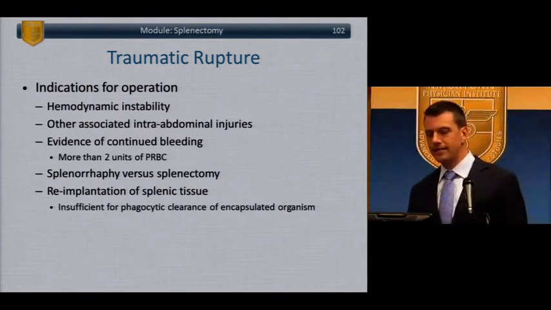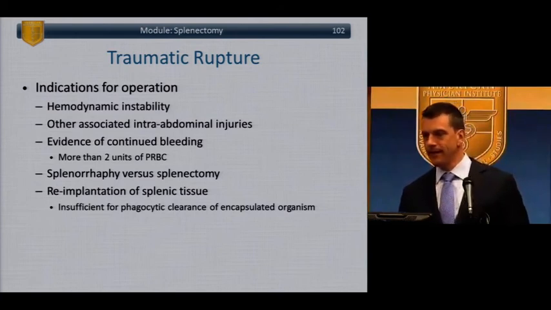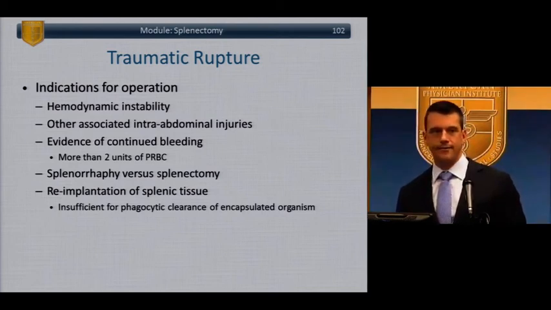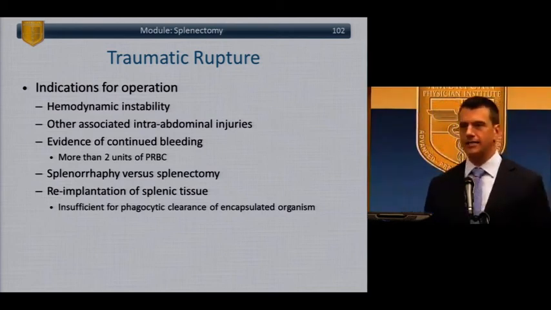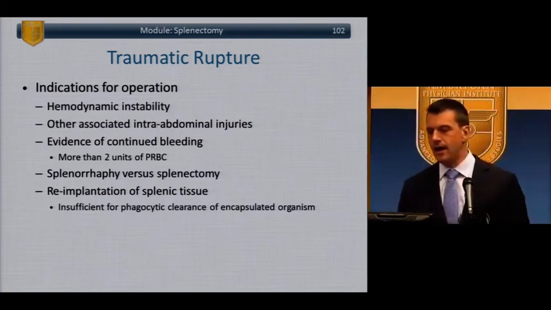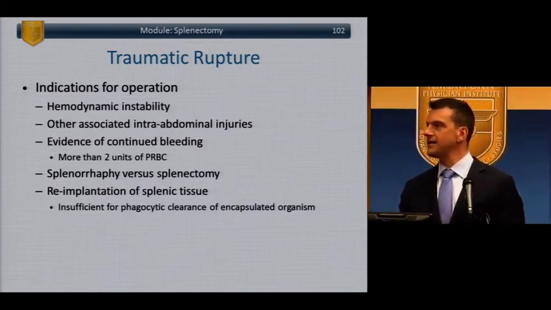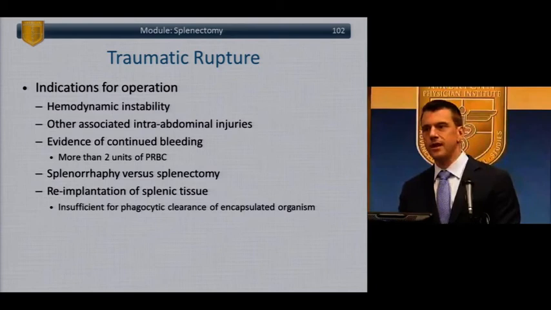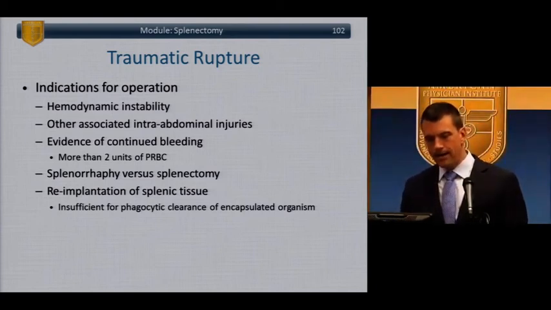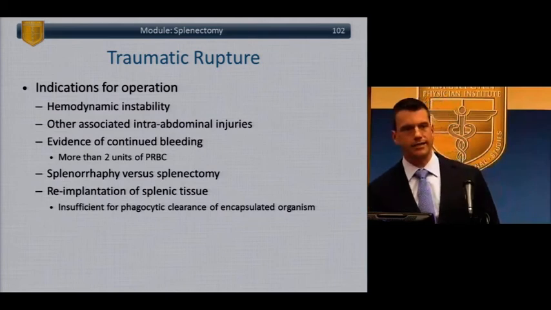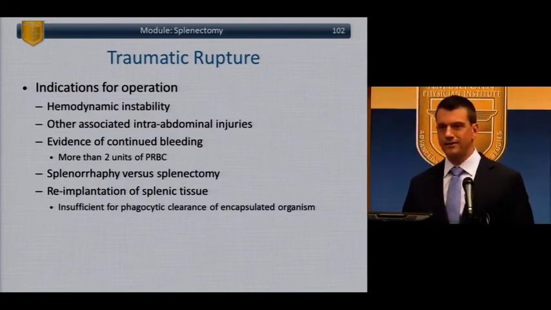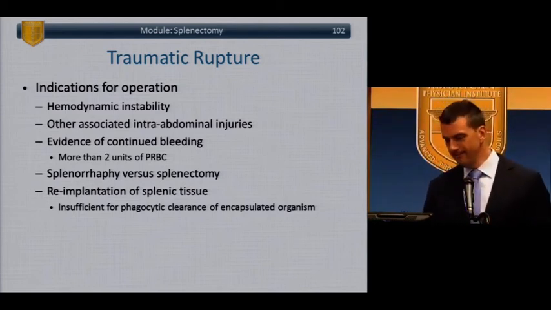So, indications for operation: hemodynamic instability. If the patient's hypotensive and you think there's a splenic rupture, you've got to go. Just get to the operating room. Other associated intra-abdominal injuries: if you've taken enough trauma to lacerate the spleen, there's a high chance you've got other injuries in there you need to take care of. Evidence of continued bleeding, which means you may have taken on that non-operative management. Although they're stable, if they're getting more than 2 units of blood transfused, you're probably not likely to stop. Again, IR may be a consideration here in the stable patient. Don't take an unstable patient to interventional radiology or CAT scan or anywhere. Take them to the OR.